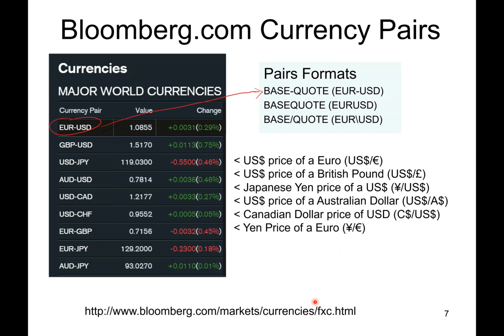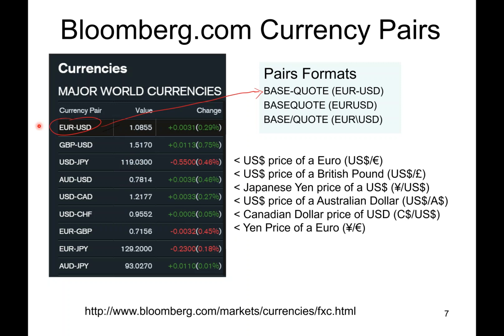Another thing you have to keep track of is when you're given a quote, someone just tells you that the price of a euro is 108, and the price of a yen is 119, and the price of a Canadian is 120, you need to figure out whether they're talking about the foreign price of the currency, or the foreign price of a dollar, or a dollar price of a foreign currency. In other words, are they giving you a direct or indirect quote? Here's how you always can figure that out.